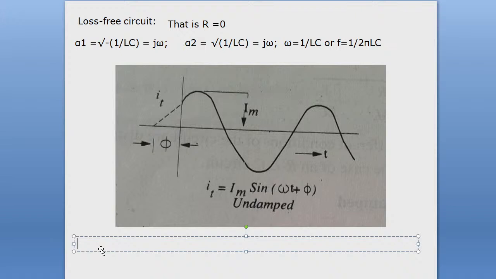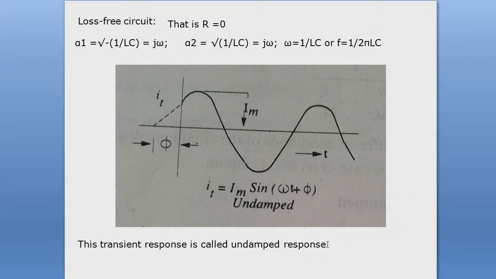Therefore, this transient response is called the undamped response of the circuit. Undamped response of the circuit. Ultimately you will get this expression.